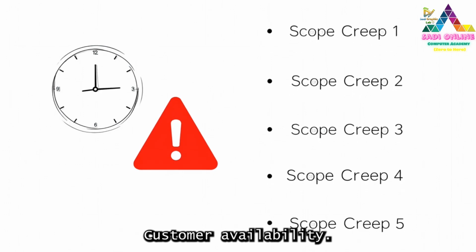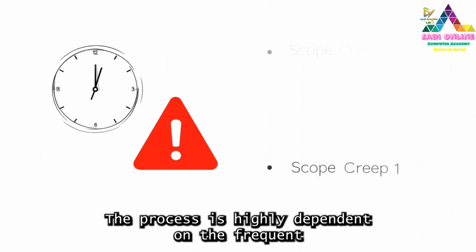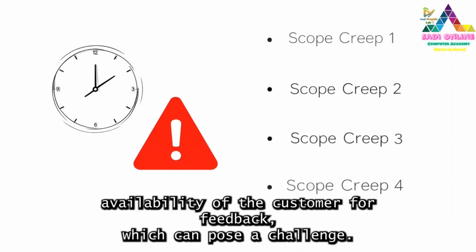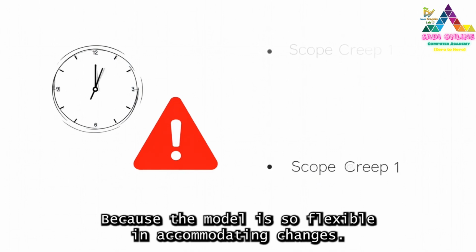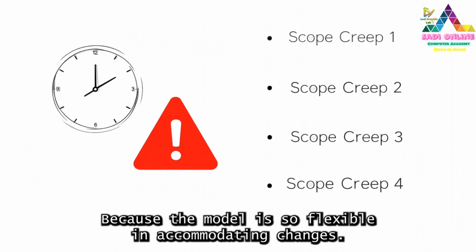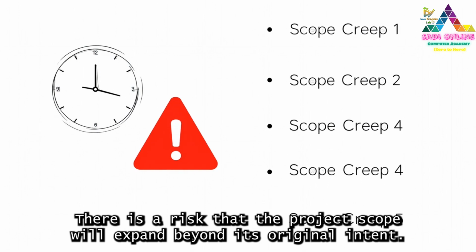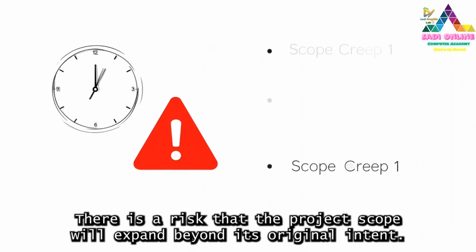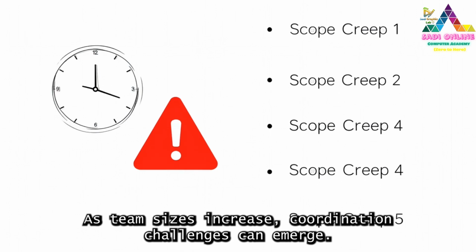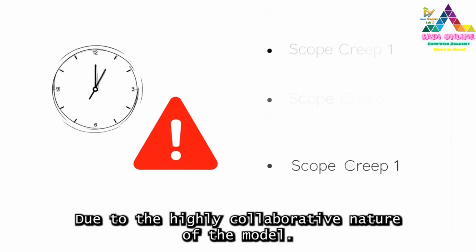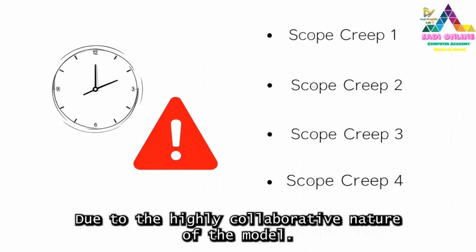Customer availability. The process is highly dependent on the frequent availability of the customer for feedback, which can pose a challenge. Potential for scope creep. Because the model is so flexible in accommodating changes, there is a risk that the project scope will expand beyond its original intent. Coordination complexity. As team sizes increase, coordination challenges can emerge due to the highly collaborative nature of the model.